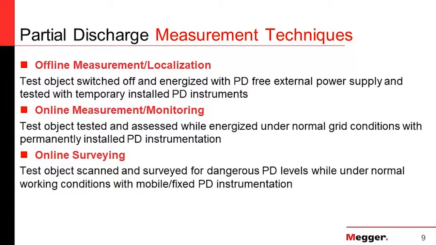So that's offline measurement. We have online measurement and monitoring, in which we permanently install our partial discharge measuring equipment like quadrupoles, voltage dividers, and everything. And then we just monitor and measure the PD online and continuously. And then we have online surveying. By online surveying, we mean we check and survey all the site, and then we pinpoint some partial discharges in the equipment. That's the third. So we have one offline method and two online methods.